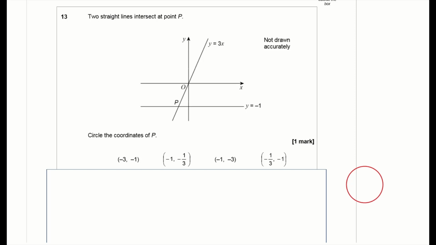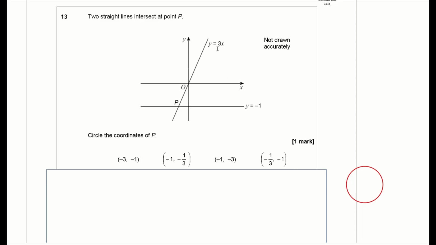Question 13. Two straight lines intersect at point P. Circle the coordinates of P. We have two lines here, y equals 3x and y equals -1. So P's coordinates are here, and we've got to figure out what they are. Now, every coordinate can be written as a pair, x, y. Now, we actually already know the coordinate of y because P lies on the line y equals -1. Every single coordinate on the line y equals -1 will have y equals -1 as its y value. So we already know that y equals -1 must be one of the values. All we need to do is determine the x value that goes with it.